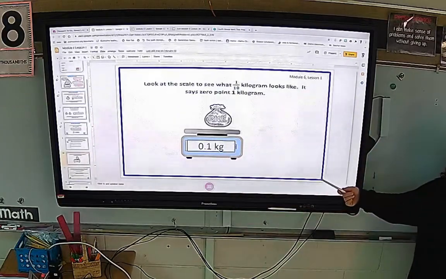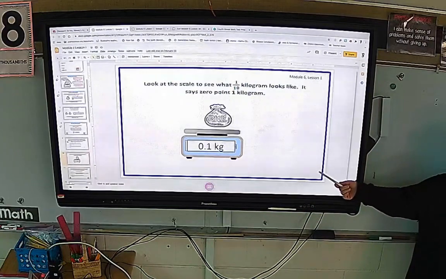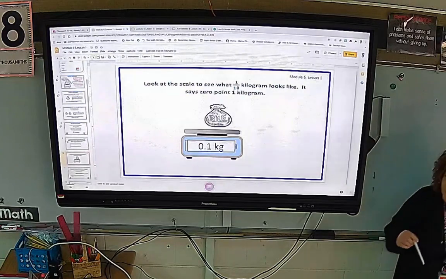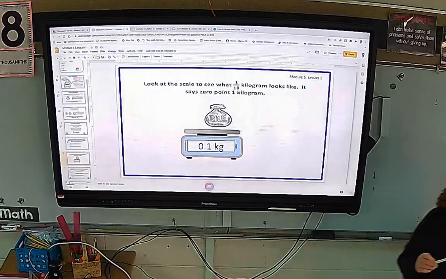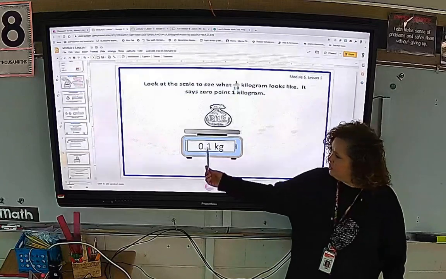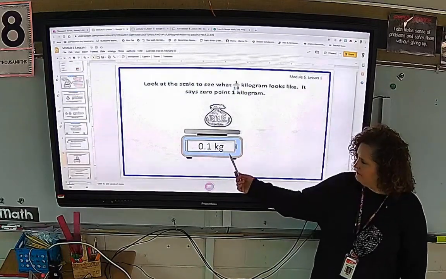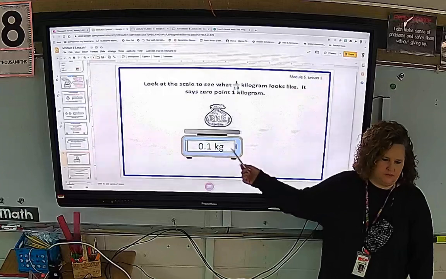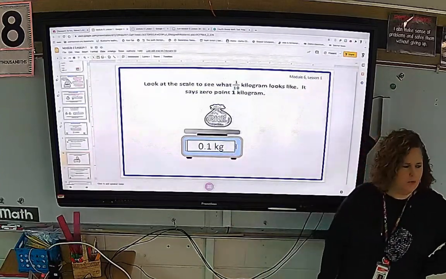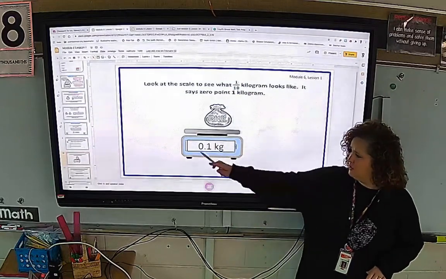Okay, now that's a digital scale. What does that say? 0.1 kg. 0 point what? 1 kg. Okay. So what you're saying is 0.1 kilogram? Anybody disagree with that? You think it's something different? All right, so that is how you read that. 0.1, and that is kilogram. No matter what the unit is, it's 0.1.